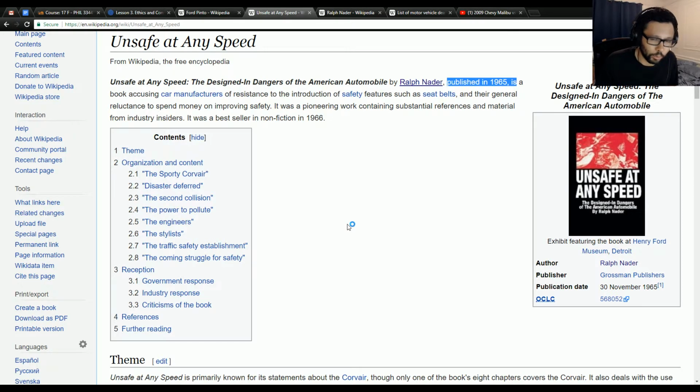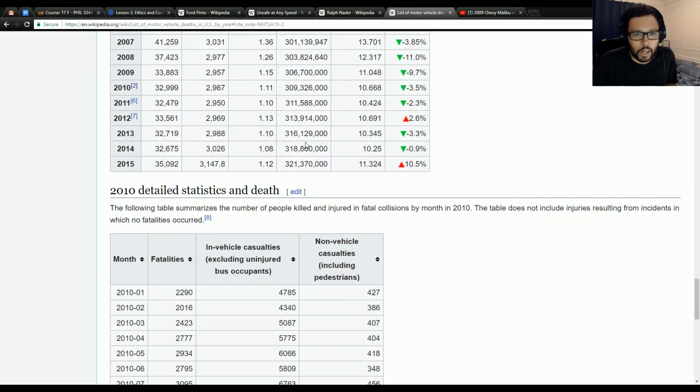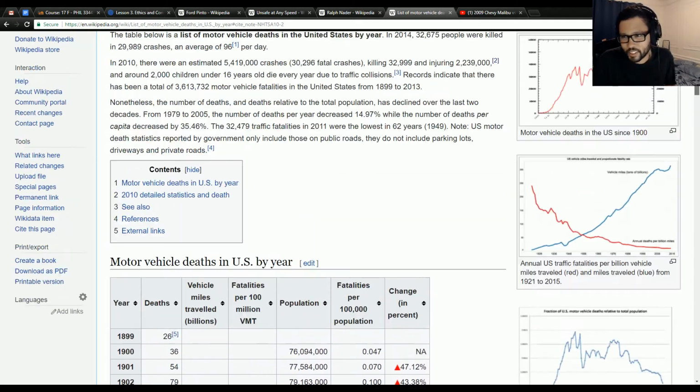In cars today, you require seatbelts. This is a law across the country. This didn't used to be a law. It used to be that people died quite a bit more, and these cars were very, very dangerous. And Ralph Nader got this changed. So how dangerous was it?